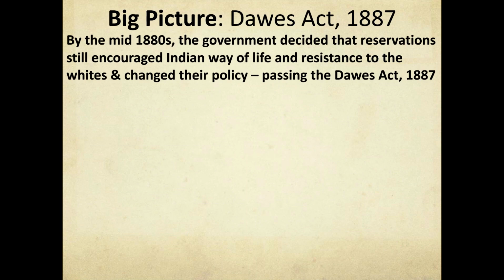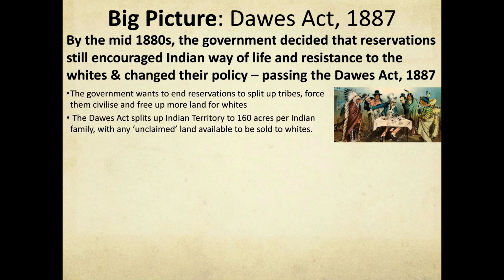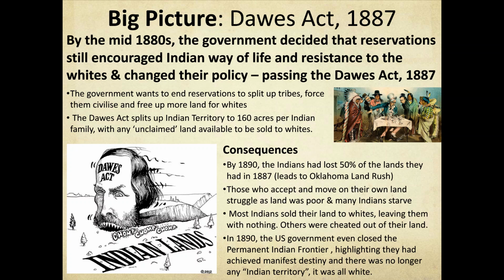The Dawes Act. Now, this is basically a homestead act for Indians. The government wants to end reservations, split up tribes, force them to be civilized, and free up more land for whites. The Dawes Act split up all remaining Indian territory into 160 acres per Indian family. Any unclaimed land was available to be sold to the whites, just like the Homestead Act.